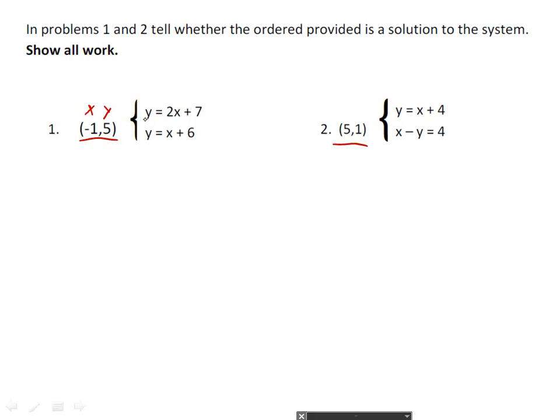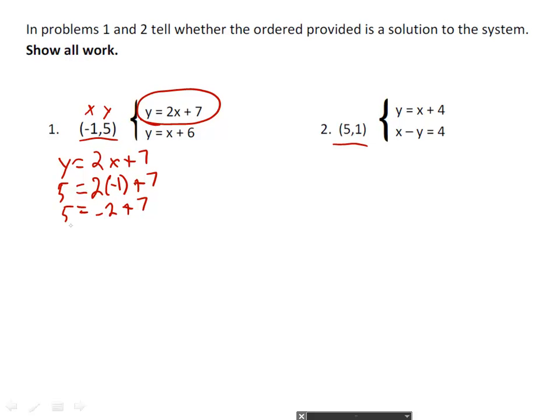So I'm going to take the first equation here, y equals 2x plus 7. So I have y equals 2x plus 7, and in place of x I'm going to put negative 1, and in place of y I'm going to put 5. I'm going to see if it makes a true statement. 2 times negative 1 is negative 2, plus 7. Negative 2 plus 7 is 5. So it works. It made a true statement.